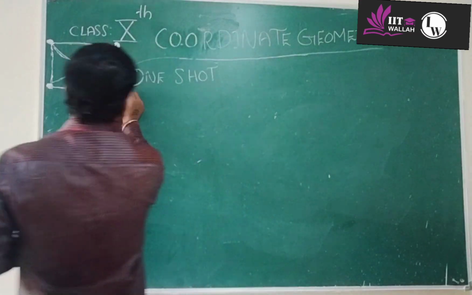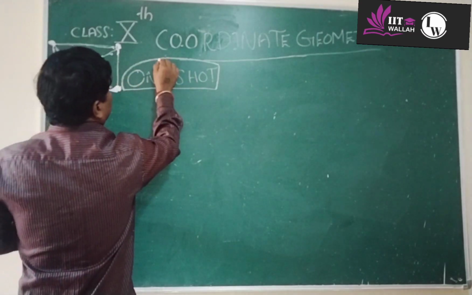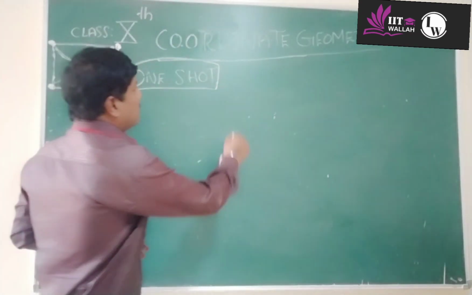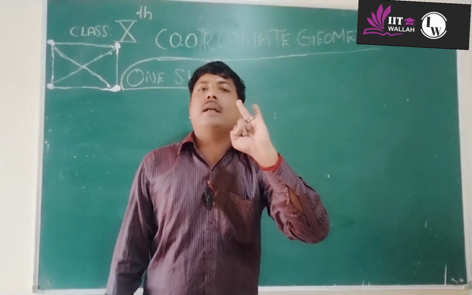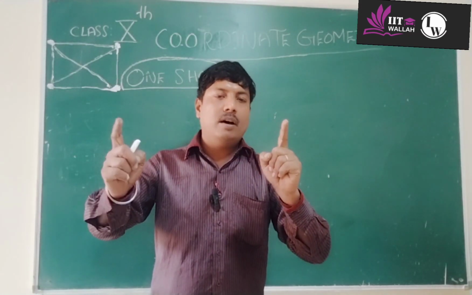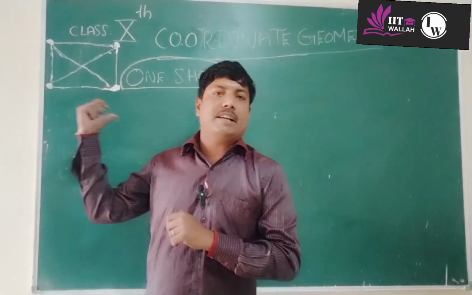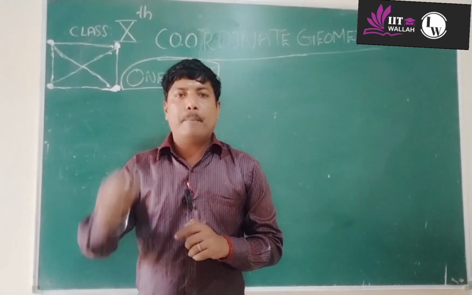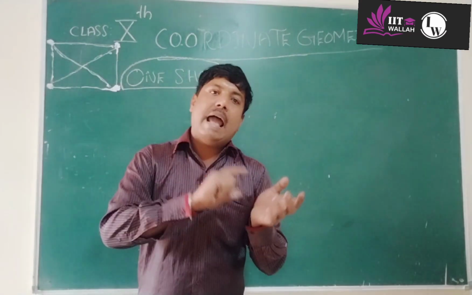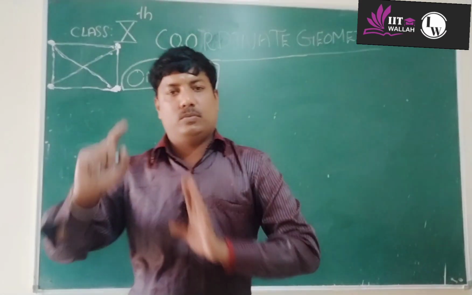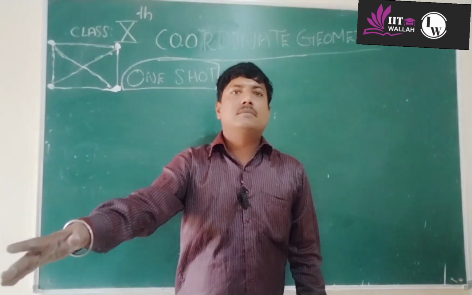So we already learned distance formula and section formula. Distance formula gives us the distance between 2 points where x1, y1 and x2, y2 are the coordinates of the points. In section formula, we are finding the coordinates of a point which divides a line in the ratio m:n, where the coordinates of the points are x1, y1 and x2, y2. This is what we already discussed. I hope all of you understood. Yeah, very good.